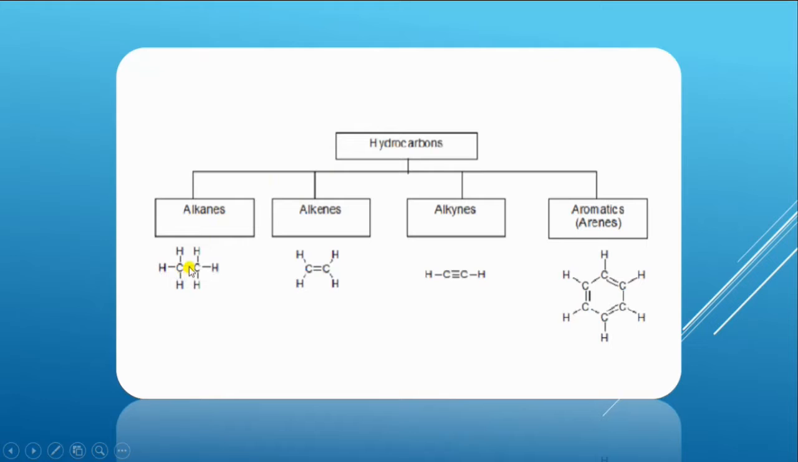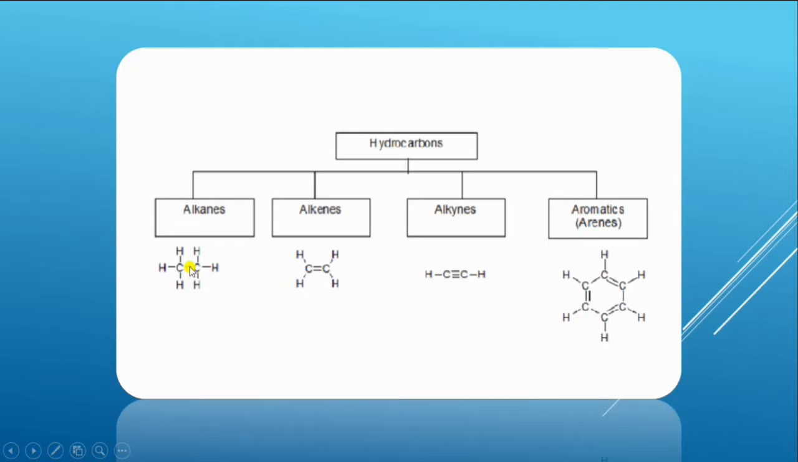Alkane contains only a single bond. Here this carbon atom and this carbon atom are attached by a single bond. In case of alkene, this carbon atom and this carbon atom are attached by a double bond. And for alkynes, these carbon atoms are attached with each other by a triple bond.